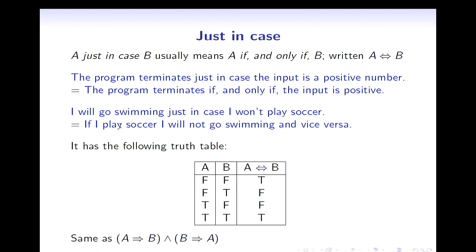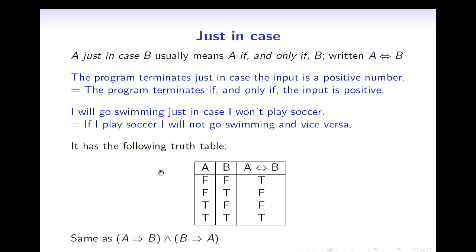Or I will go swimming just in case I won't play soccer, which can mean or should mean if I play soccer, I won't be going for a swim, and also vice versa. I will do exactly one, but not the other. That is A if and only if B, where B is this negated statement here.